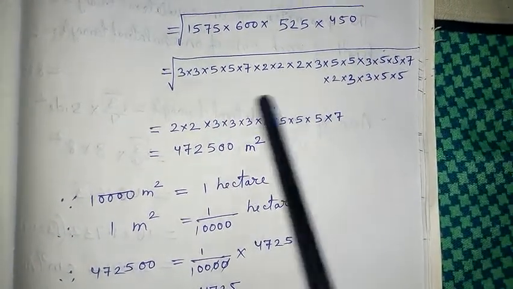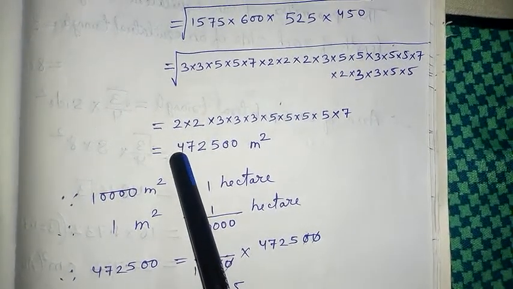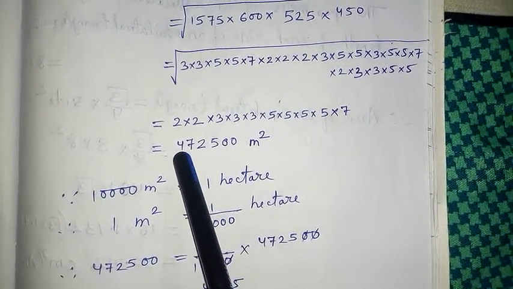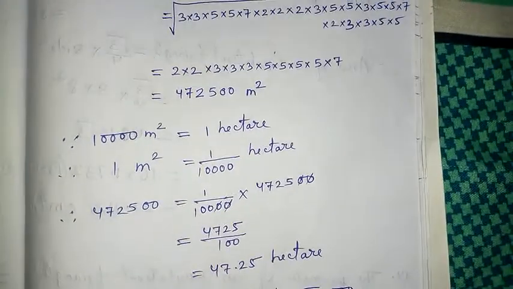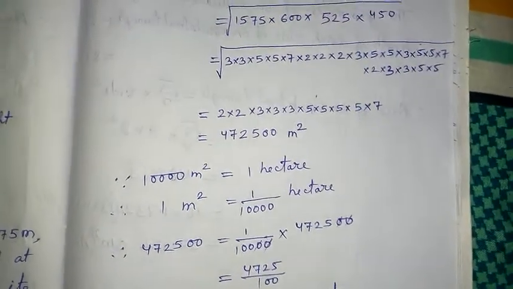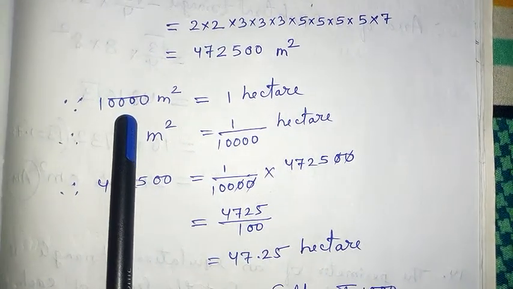If you multiply all of them, our answer is 4,72,500 meter square, that is our area. But just now I told you the question says the rate of the land is per hectare. So what you do? You have to remember this relation.